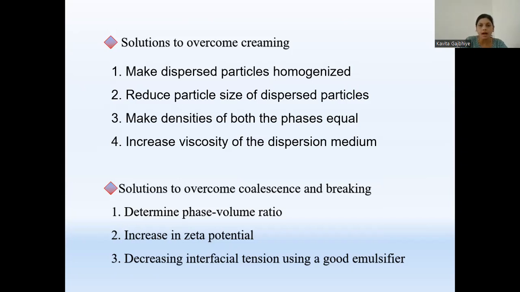And now, after that, how to overcome breaking? Determine the phase volume ratio. What is the phase volume ratio? This is very necessary to determine or to know initially. And increase the zeta potential. Yes, if the zeta potential is increased, or it is not very low, it also maintains the consistency of the emulsion.